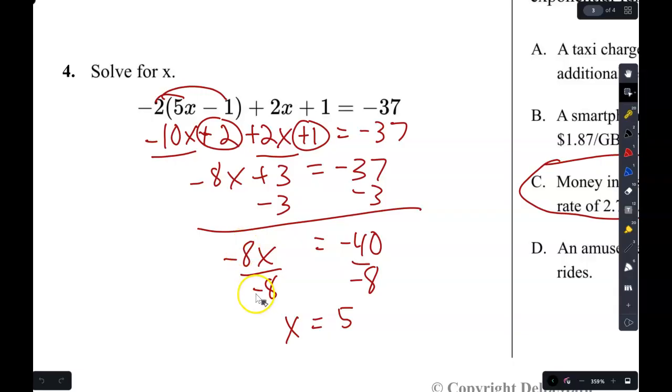Bring down the negative 8x and then divide by the coefficient negative 8. Divide by negative 8 on both sides. Negative divided by negative is a positive, and x is equal to 5. 40 divided by 8 is 5.